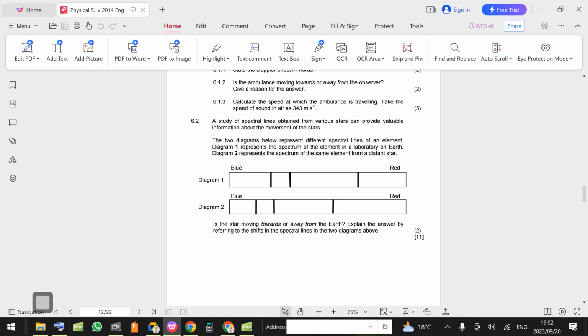A study of the spectral lines obtained from various stars can provide valuable information about the movement of stars. The two diagrams below represent spectral lines of an element. Diagram 1 shows the lines on the Earth. Diagram 2 shows the distant star.